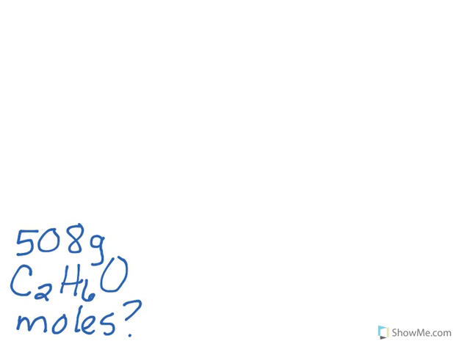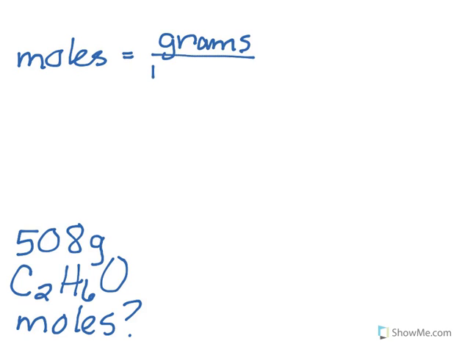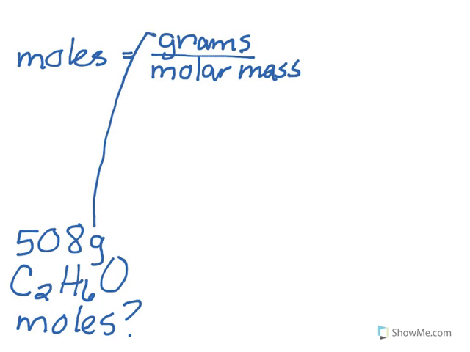Okay, to do this algebraically, we will use the formula moles equals grams over molar mass. Okay, we are given our grams, so the grams will plug right into the numerator. Okay, we need to determine our molar mass of ethanol.